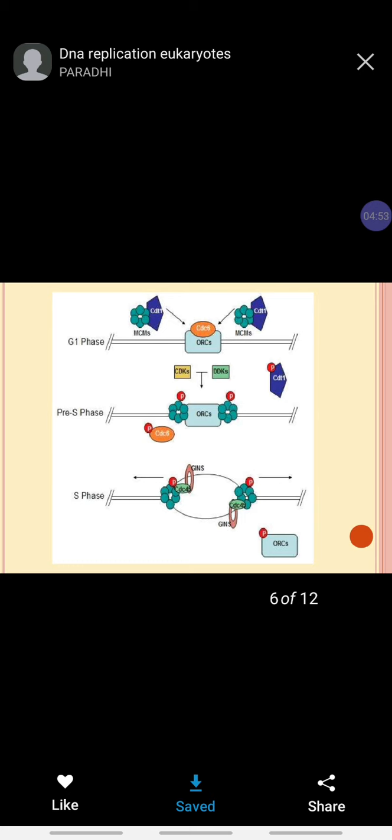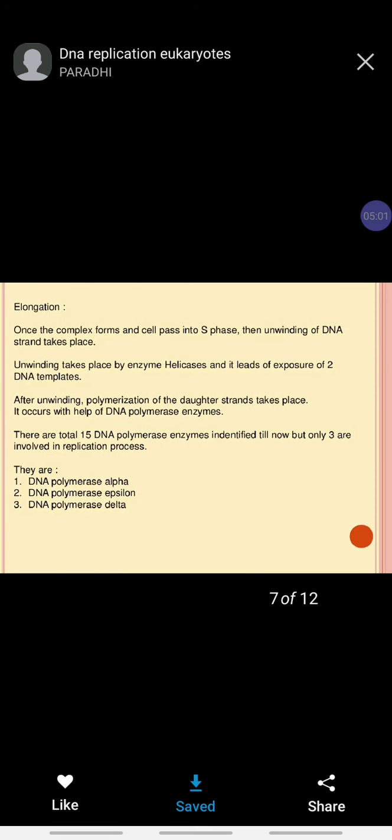Okay, then the CDC6 protein gets removed in the S phase, and CDC45 is responsible for the further elongation process. So after the initiation there is the elongation phase. The elongation phase occurs in the S phase. Then the unwinding of the strand takes place by the helicase activity, which is present in these factors which are already attached during the initiation phase.